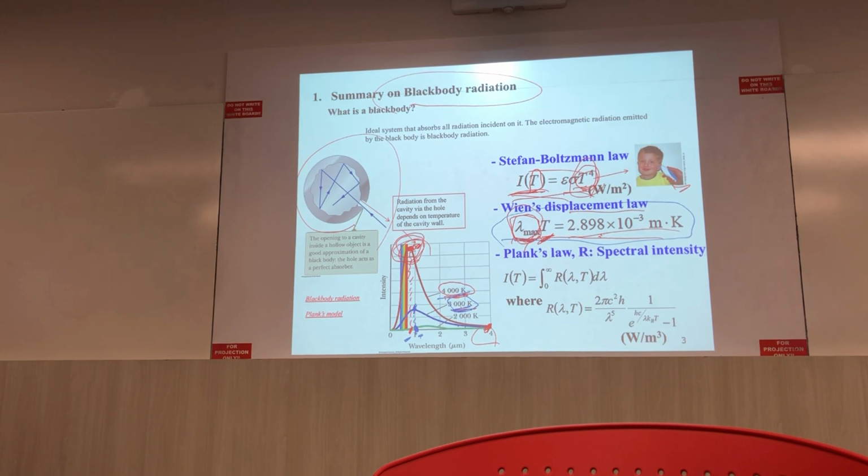Although those two discoveries are very good, those two laws cannot explain this shape itself, cannot predict the shape. So that's how Planck came up with another model that precisely predicts this shape. Planck's law uses the spectral intensity.